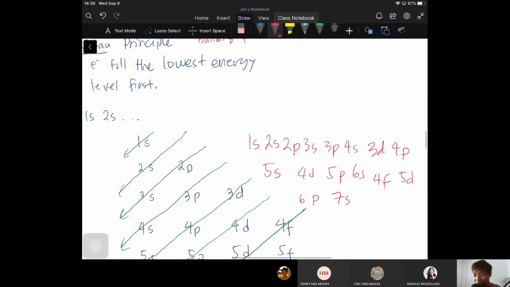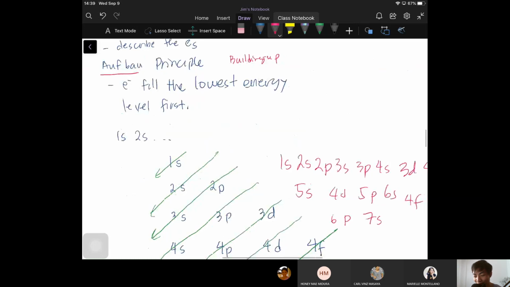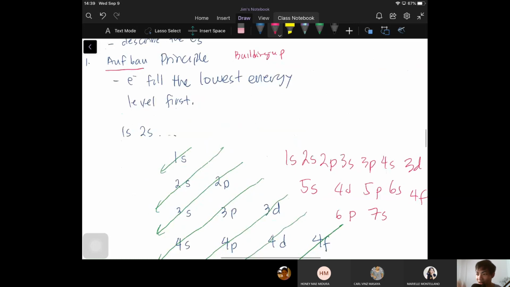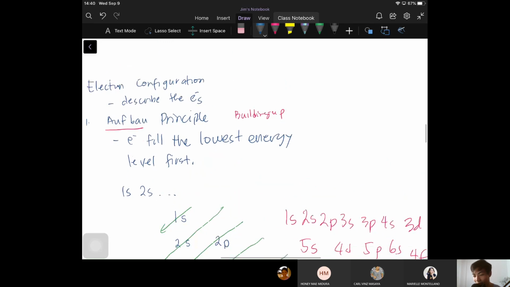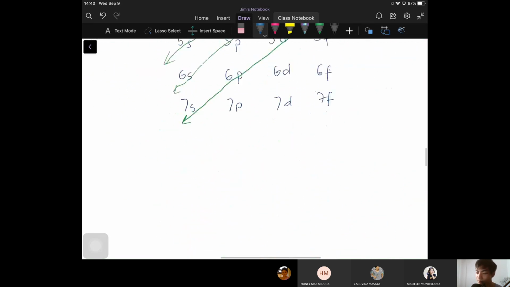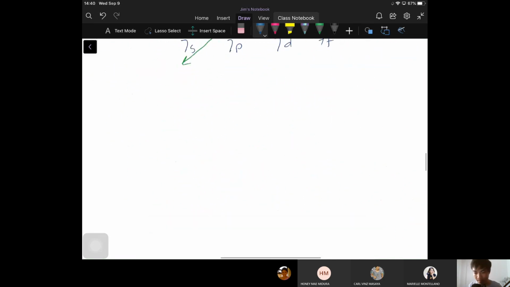So, yan yung arrangement na sinasabi ni Aufbau. That means when you are filling the electrons, you start with the s orbital muna. 1s, then increasing. So, ayan yung first rule when doing the electron configuration. Okay, so gawin natin yan.